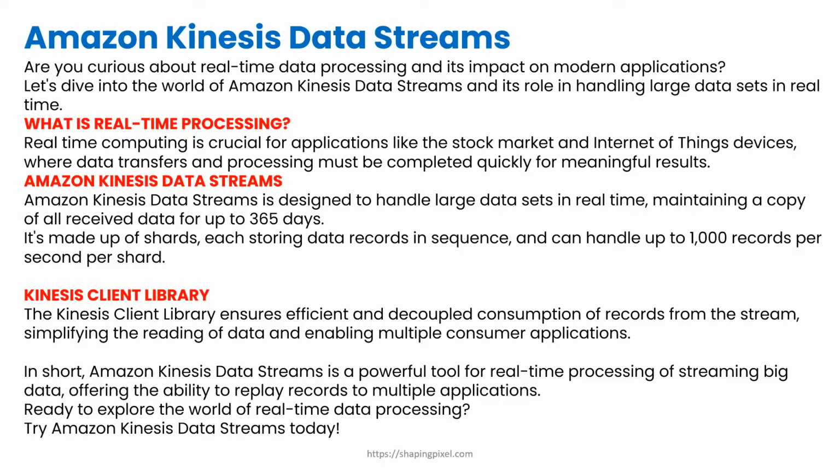Amazon Kinesis Data Streams is designed to handle large data sets in real time, maintaining a copy of all received data for up to 365 days. It's made up of shards, each storing data records in sequence and able to handle up to 1000 records per second per shard. The Kinesis Client Library ensures efficient and decoupled consumption of records from the stream, simplifying the reading of data and enabling multiple consumer applications.